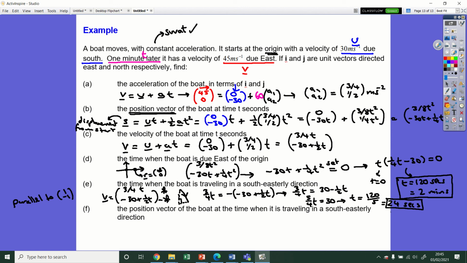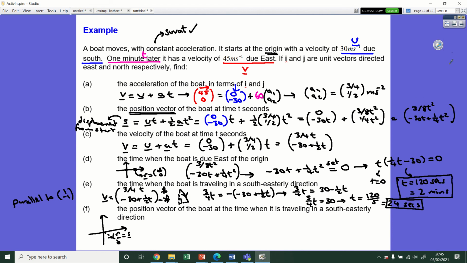Okay, home straight, let's do F. The position vector of the boat at the time when it's traveling in a southeasterly direction. Okay, so another distinction here. This is position now, not velocity. So our position's got to be southeast. So a picture might help. I want to have a position down here somewhere where from the origin we're pointing southeast, which is also S.